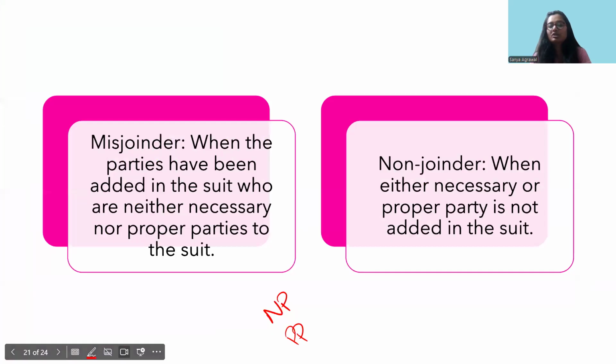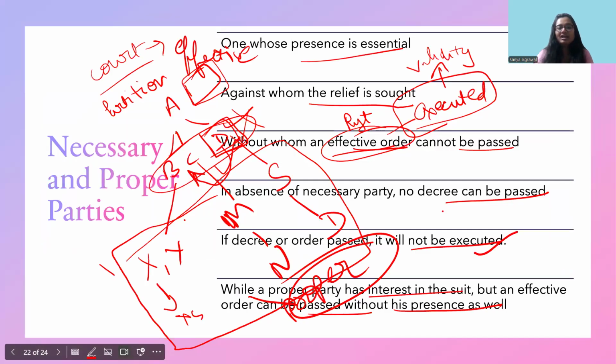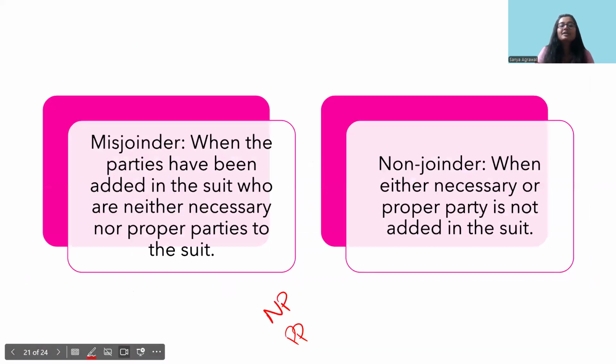Now we'll go to the misjoinder and non-joinder. So misjoinder is defined as the parties added in a suit are neither necessary nor proper, and non-joinder is when a necessary or proper party is not joined. So again, I'll discuss it with the examples.